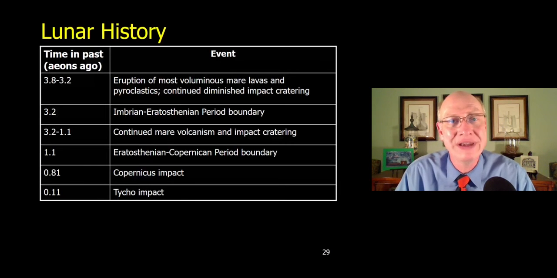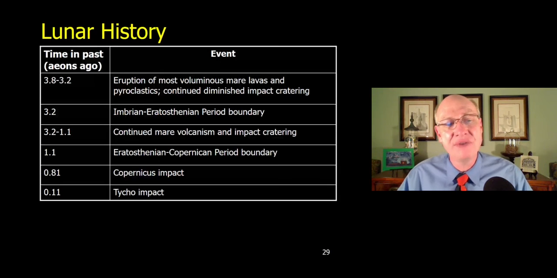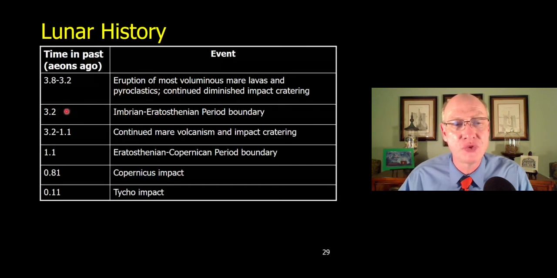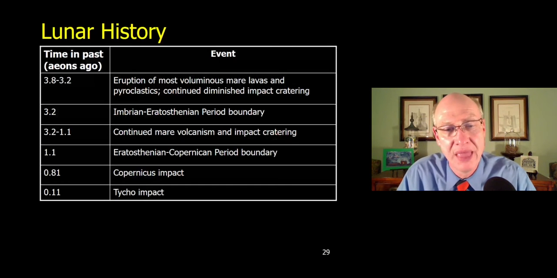It wasn't just one giant lava event. It was many thousands of lava flows over 600 million years that filled in those basins to make the Maria that we see today. Now, the lava flows mostly stopped by about 3.2 billion years ago. Some of them continued, but not nearly as voluminous as they did in the early history of the moon. So from 3.2 to 1.1 billion years ago, it's mostly a little bit of mare volcanism, a little bit of lava flows, but mostly just impact cratering, mostly just impacts hitting the surface of the moon.